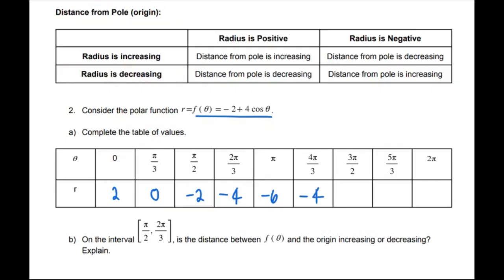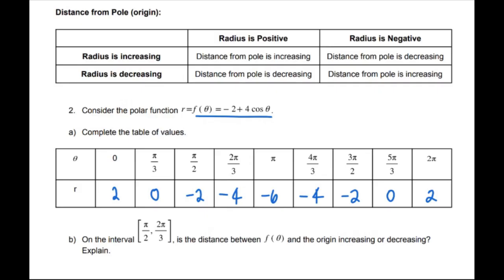3 pi over 2 is 0 comma -1, so cosine is 0. Times 4 is 0, plus -2 is -2. And then 5 pi over 3 is in quadrant 4 with a 60-degree reference angle, so +1/2 times 4 is 2. 2 plus -2 is 0. And then 2 pi is back to 0 again, so you should get the same answer, which is 2.